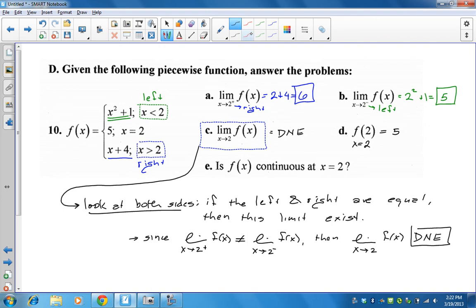Part E, is my function continuous? The answer is no, because a function is only continuous if the limit as x approaches 2 is equal to f of 2. So no, because the limit as x approaches 2 of my function is not equal to f of 2. The only way a function can be continuous is if the limit as you approach that number is equal to f of that number, and our answers to C and D were different. So that is number 10 all flushed out.